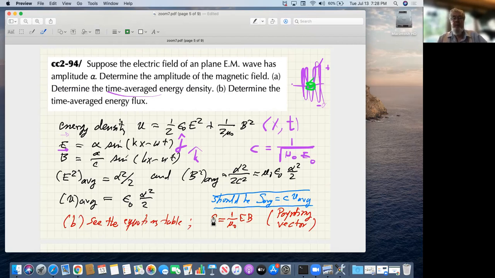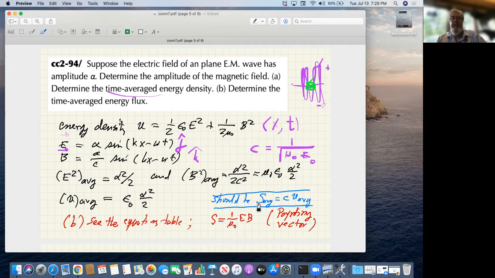The Poynting vector is 1 over mu 0 E times B. That's the Poynting vector, which is the energy flux. But that depends on time. The average energy flux, you average that over time. Well, E will have a factor sine, B will have a factor sine, so you get sine squared. The average of sine squared is 1/2. So you got 1 over 2 mu 0, E0, B0.